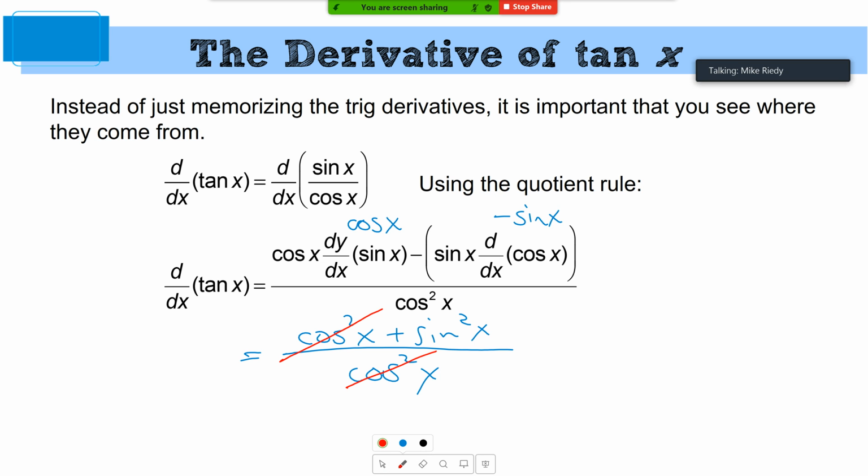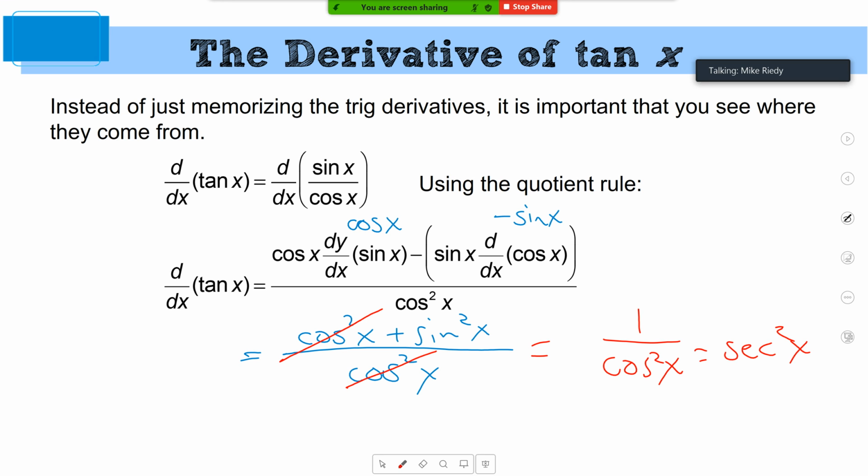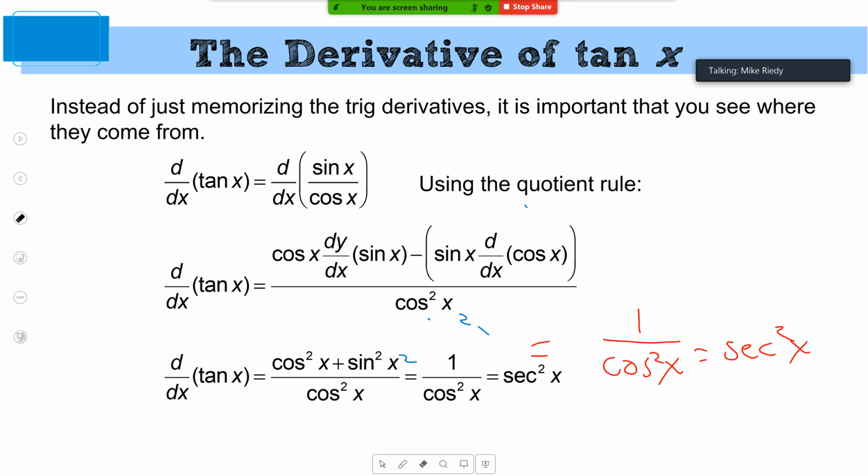How should you do it? Well, what's cosine squared plus sine squared? One. So this becomes 1 over cosine squared x. What's 1 over cosine x also known as? Not cosecant. No, the other one. Secant. There you go. So after going through that big elaborate thing, we end up with the derivative. Let me get rid of my work so you can see it. The derivative of tangent is secant squared. That's where it comes from.